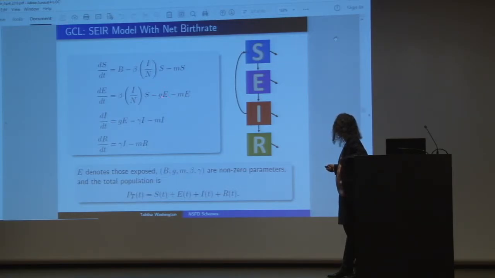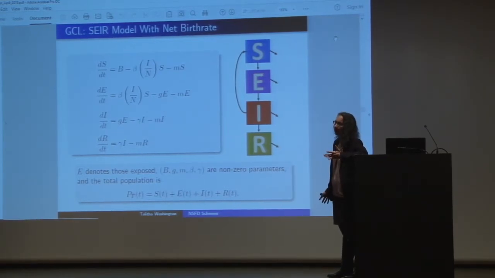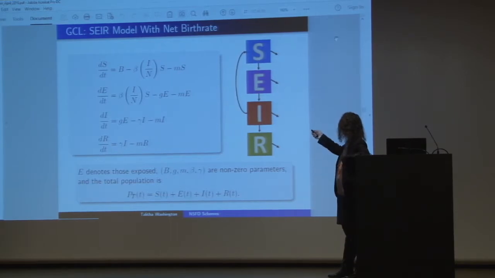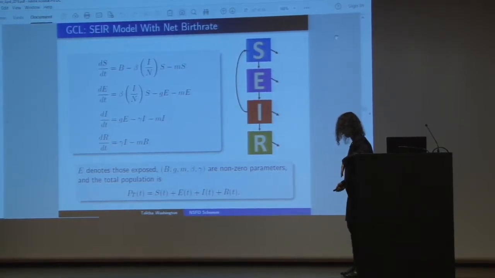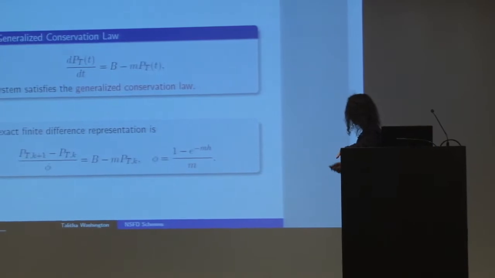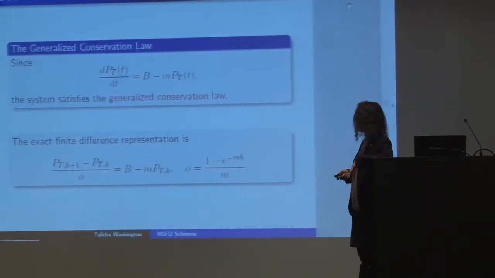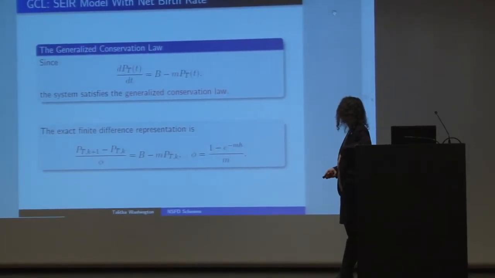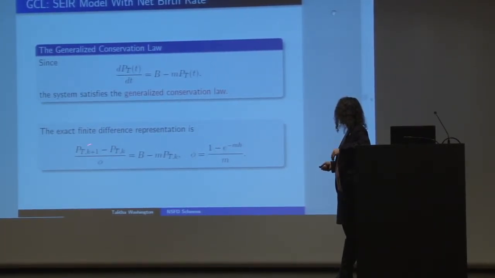And then eventually, after some time period or whatever, you'll go from the exposed to the infected. And then after infected, you may go from infected to recovered. And here, note that the population is dying. I don't want to say the decay of a population, but the death rate is exhibited by m times that population. So in this case, we have the total population as the sum of S, E, I, and R. And this system obeys this generalized conservation law if you add up all the right-hand sides. We also would like to have the exact finite difference scheme satisfy this expression.